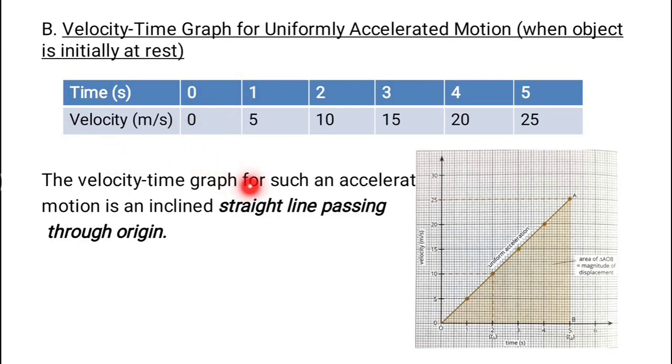By plotting this data, that is at time t equals 0 seconds, the object is at rest. At time t equals 1 second, the object has a velocity of 5 meter per second. At time t equals 2 seconds, the object has a velocity of 10 meter per second. At time t equals 3 seconds, the object has a velocity of 15 meter per second, and so on. By joining all these points, we get a straight line passing through the origin. So we can say that the velocity time graph for such an accelerated motion is an inclined straight line passing through the origin.